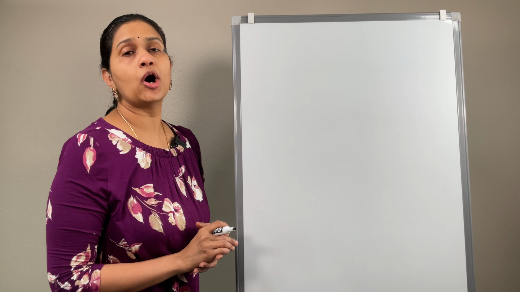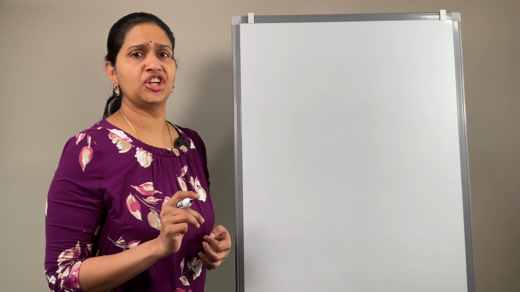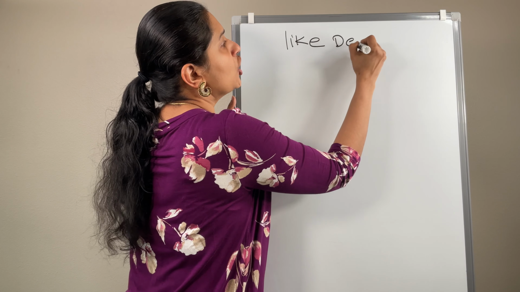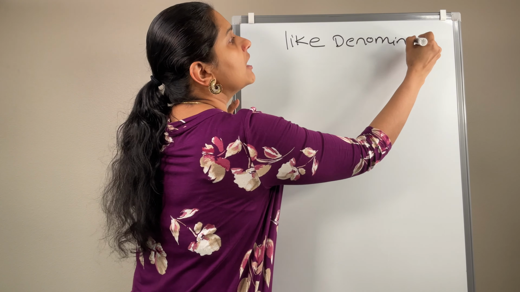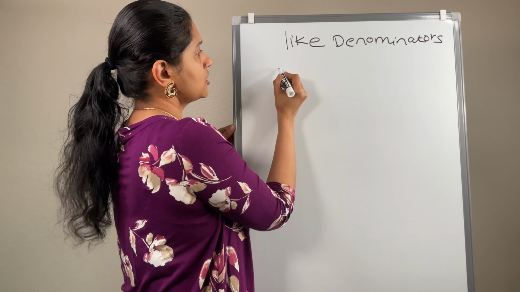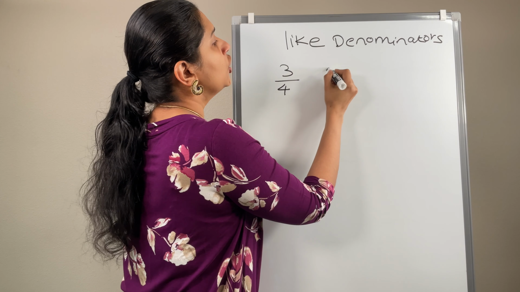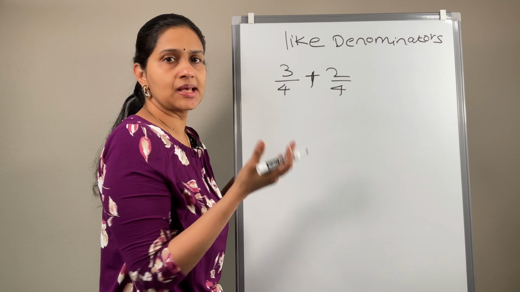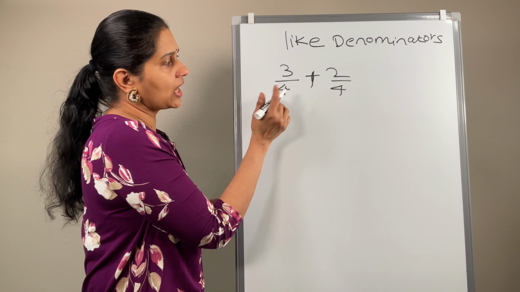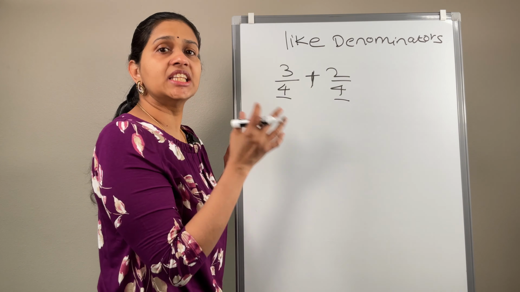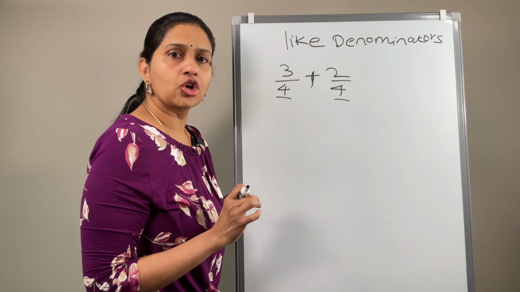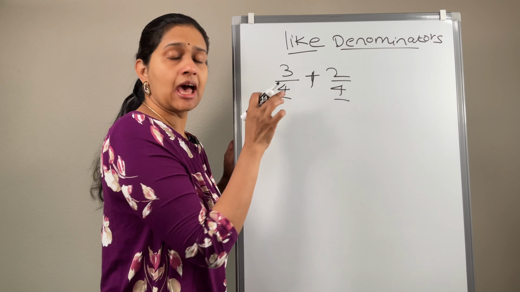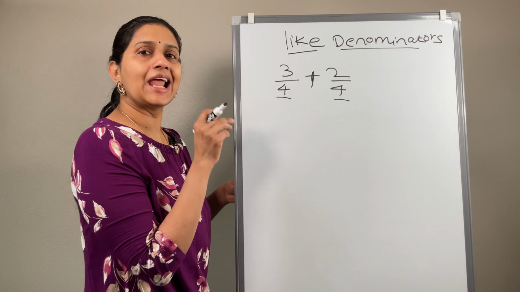Now let us talk about like denominators and unlike denominators. First, let us see what we mean by like denominators. Consider these two numbers, 3 by 4 and 2 by 4. Say we are going to add or subtract them. Here you can see the bottom numbers are the same. Such fractions have like denominators. That is, the bottom denominators have the same numbers.